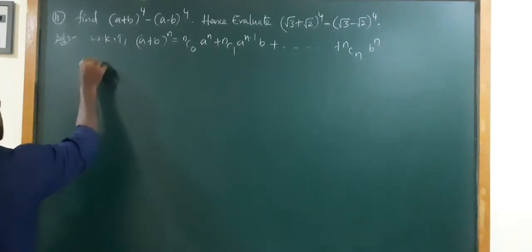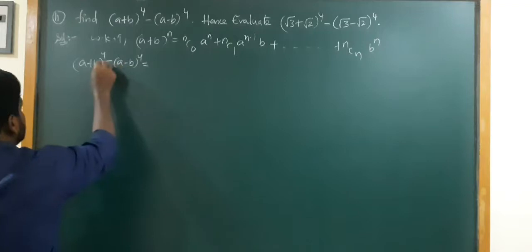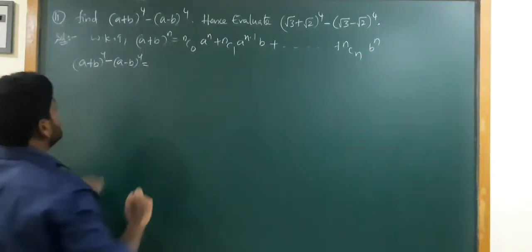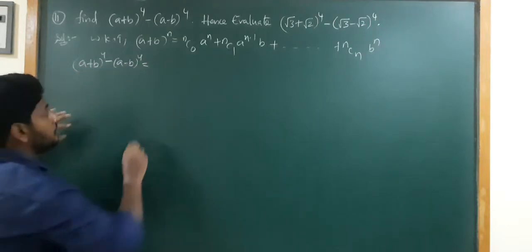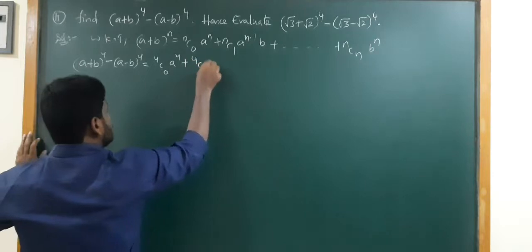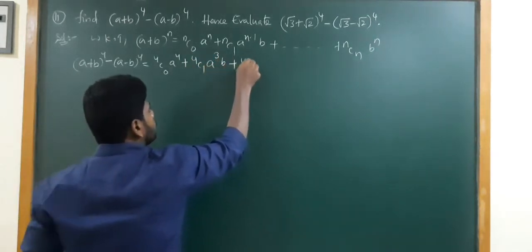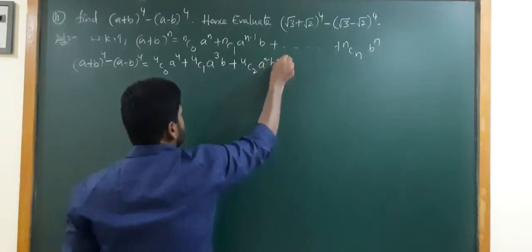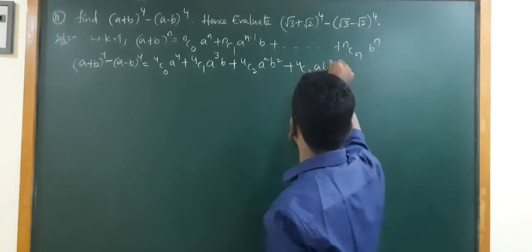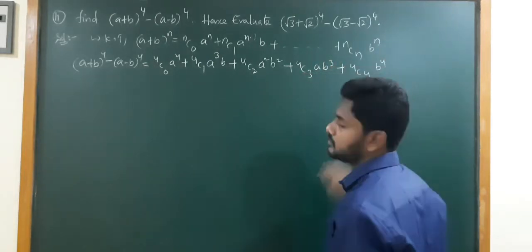So when we consider (a + b)^4 − (a − b)^4, we will expand those. Here the n value is 4, right? So the a value is a, the b value is b. So it is 4C0 a^4 + 4C1 a^(4−1) b + 4C2 a^2 b^2 + 4C3 a b^3 + 4C4 b^4, right?